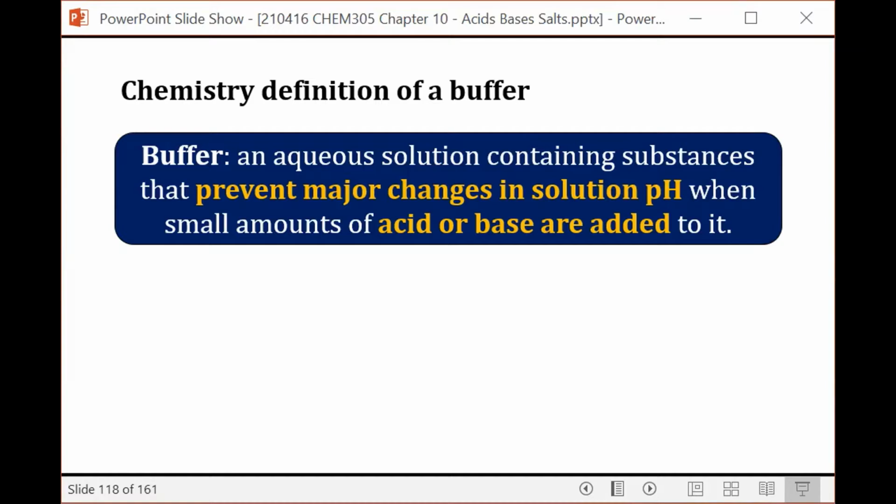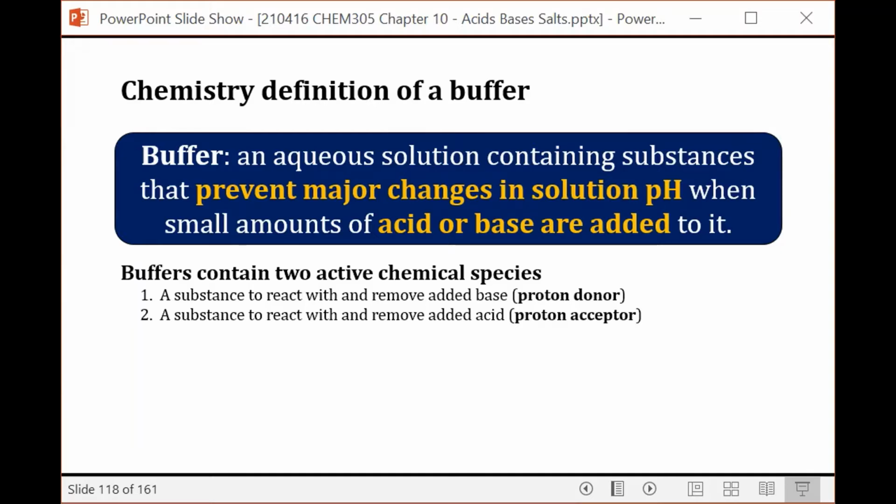A buffer is an aqueous solution containing substances that prevent major changes in solution pH when a small amount of acid or base is added to it. So a buffer has to contain two active chemical species. It has to contain a substance to react with and remove any extra base that's added. So it has to have a proton donor, because if you're adding a little bit of base, like a little bit of hydroxide, you want something that's going to protonate the hydroxide to essentially neutralize it.